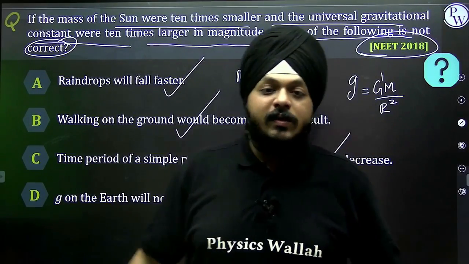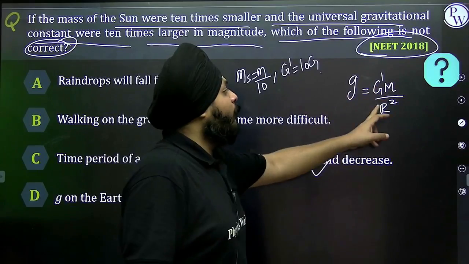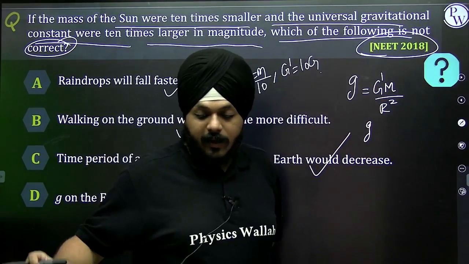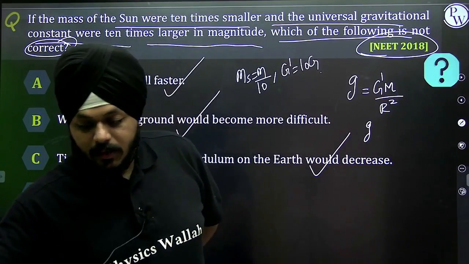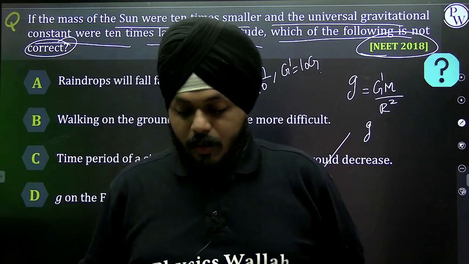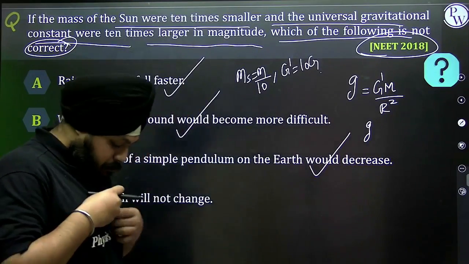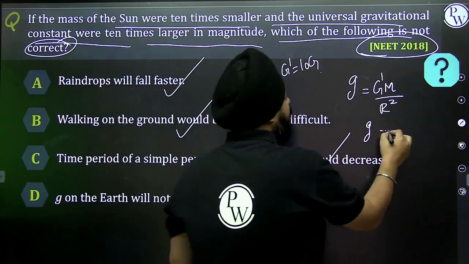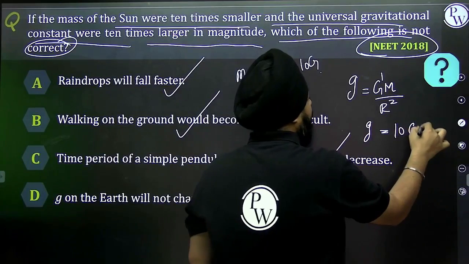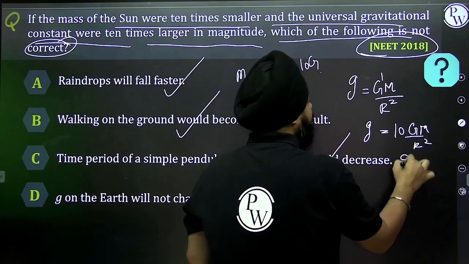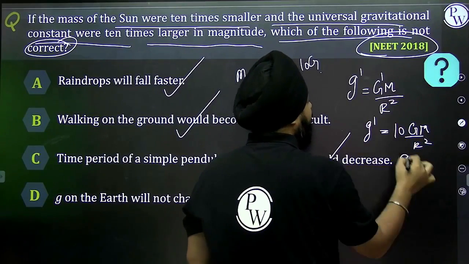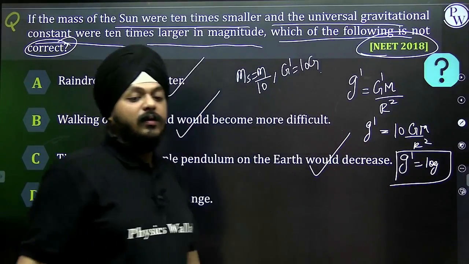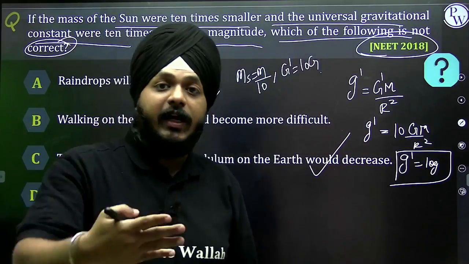What will be the gravitational acceleration formula? It is G dash M divided by r square. So gravitational acceleration is 10 G M divided by r square. The gravitational acceleration g dash is equivalent to 10g. It is increased. Gravitational acceleration is increasing.